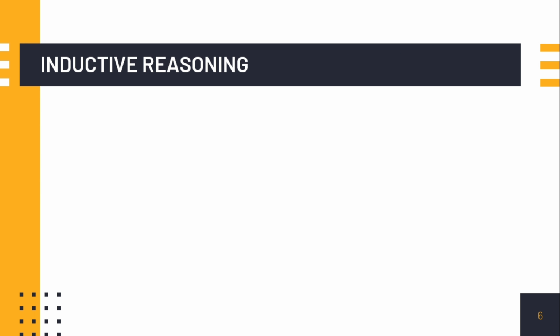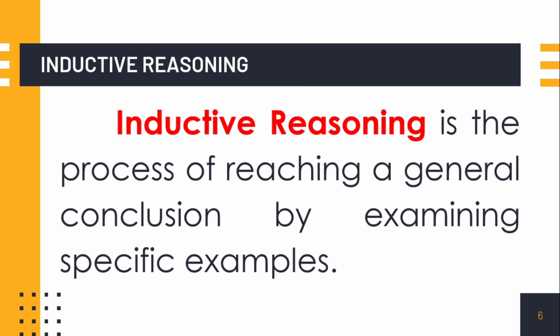Inductive and deductive reasoning are two fundamental forms of reasoning for mathematicians. Inductive reasoning is the process of reaching a general conclusion by examining specific examples. This type of reasoning forms a conclusion based on the examination. The conclusion formed by using inductive reasoning is called a conjecture, since it may or may not be correct. So it involves looking for patterns and making generalizations.